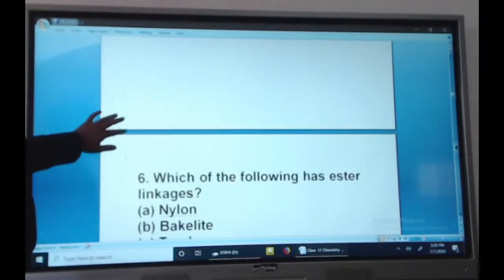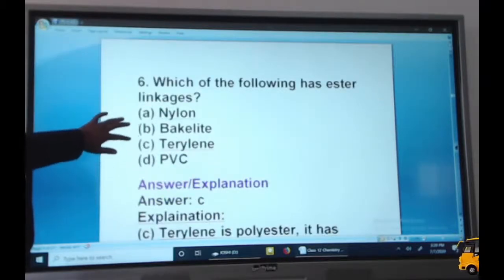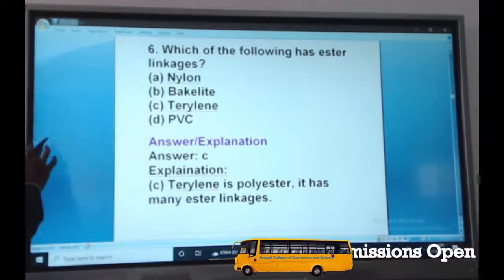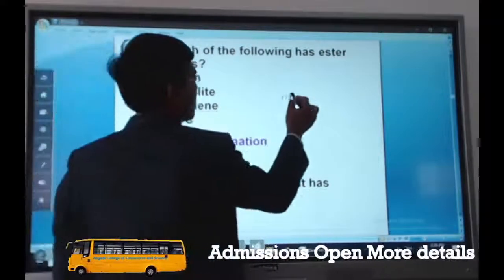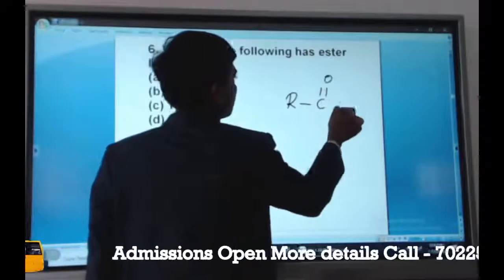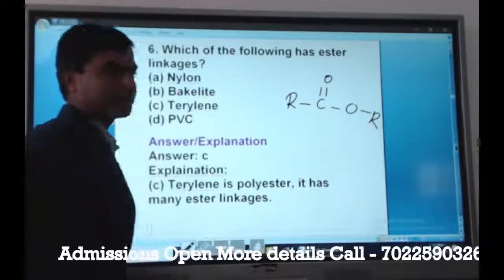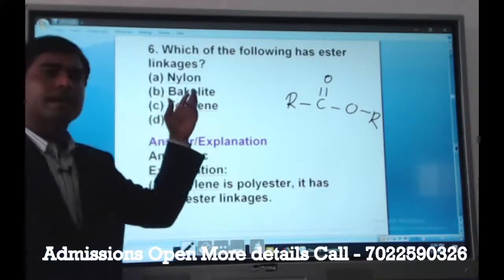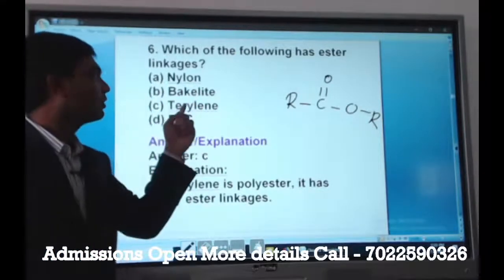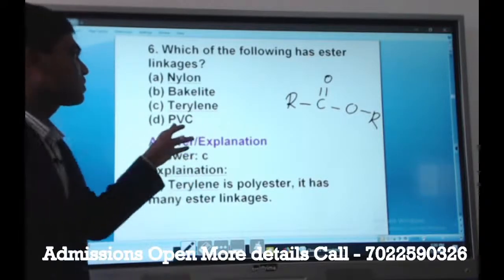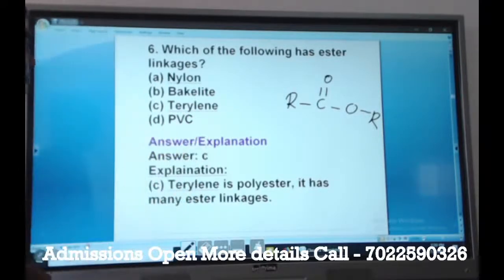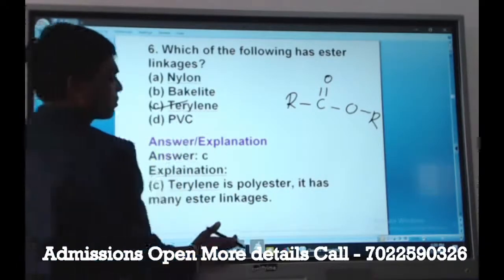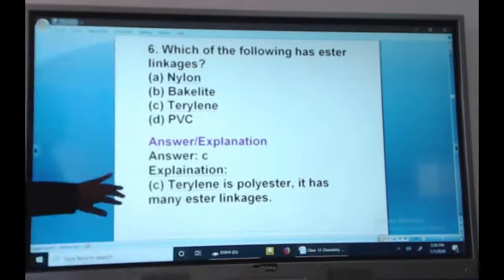Next one. Which of the following has ester linkages? A minute ago I told you what ester linkages are. It should have the linkage like this: R, C double bond O, O, R. This is the ester linkage. Nylon has an amide linkage. Bakelite is formaldehyde and phenol. Terylene has an ester linkage. PVC is an addition polymer, polyvinyl chloride. Hence the answer for this one is terylene, which is an ester compound.